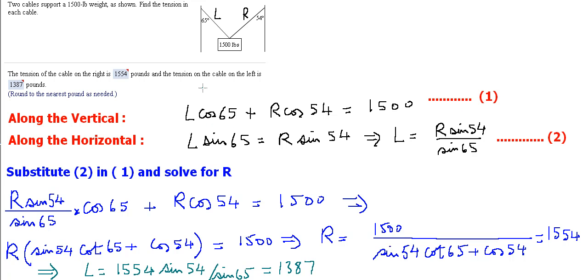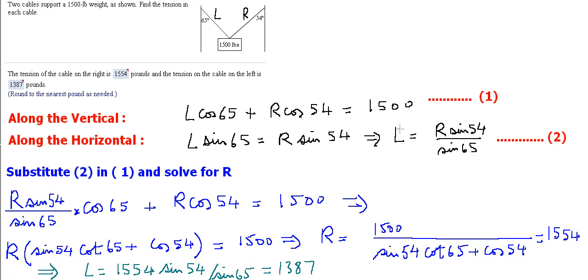My second equation would be to solve the tensions or the weights along the horizontal axes. As you see along the horizontal, L sine 65, because that's the opposite side, R sine 54. Now each one is pointing in a different direction. That's why they are equal. So you can either solve in one direction and then move one of them to the right to make it positive. So that would be my second equation. There is no component of the 1500 along the horizontal because it's pointing vertically down.